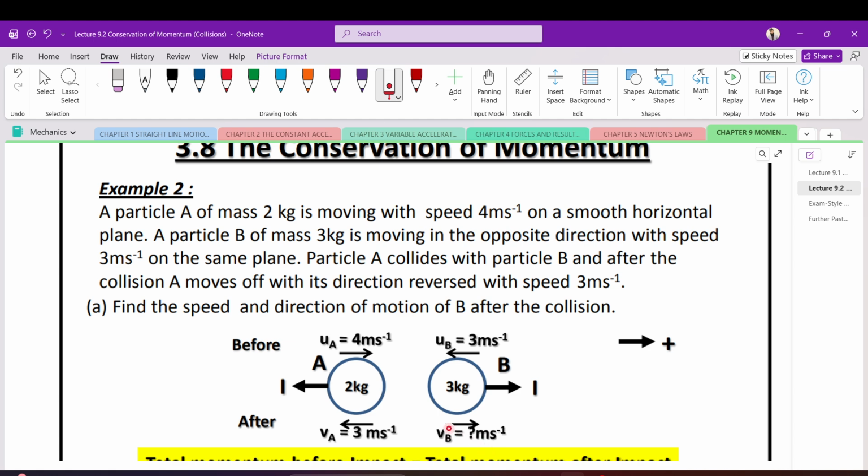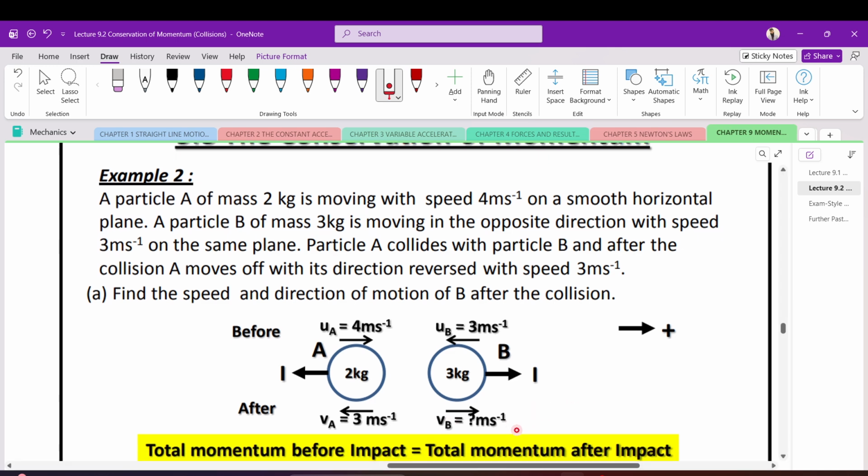If the value of the final velocity of B turns out to be positive, that means this assumption is correct. It is moving to the right hand side. However, if this assumption was wrong, then your value is going to be negative. That will automatically tell you that the direction is towards the left.